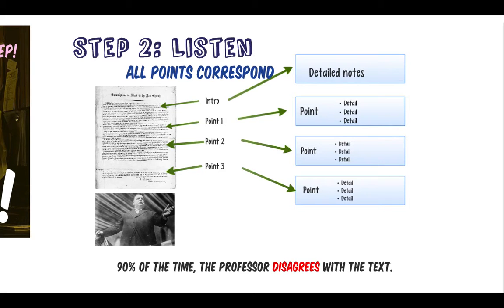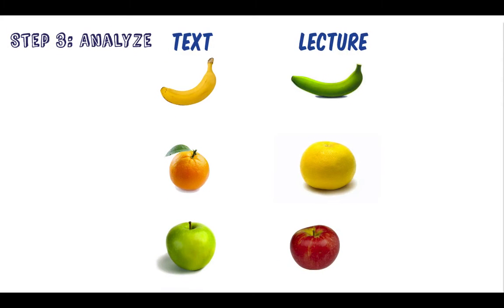And so your job is to catch these corresponding points, and then usually there are 2 to 3 details that go with each point, and try to write those details down, because the more of those details you include in your writing, the higher score you will have. Okay, so now in the analysis phase, you have your notes from the reading, you have your notes from the lecture, and what you need to do is identify the different pieces and how they correspond.